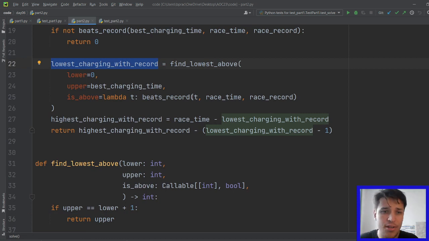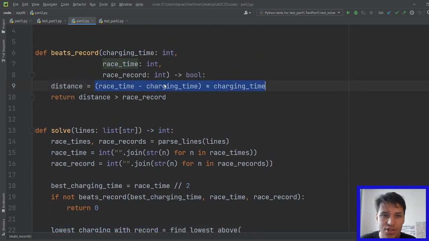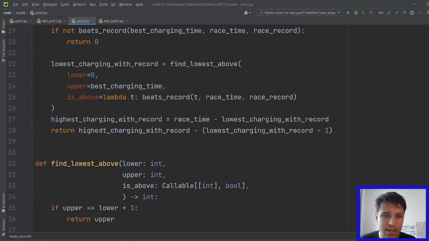And then because of the symmetry in here, if we replace charging time with race time minus charging time, this will be the same distance. Because of this symmetry, we can also immediately calculate the highest charging time with a record, which will be the total race time minus the lowest charging time with a record. Knowing this, we can figure out the amount of possibilities for choosing a charging time.